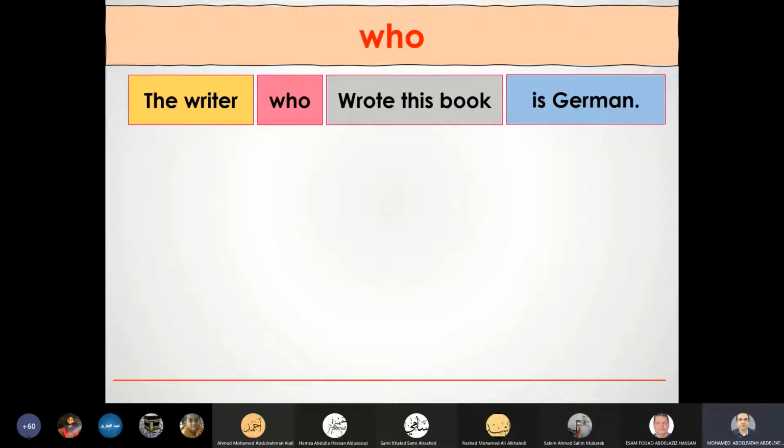Again, somebody of you says, teacher, why do you use the relative pronoun who? Because here we are speaking about a man, a person, the writer. The example again: the writer who wrote this book is German. Can you say the writer which wrote this book is German? No, you can't, because which is used for animals and things. And that is why we use the relative pronoun who, which is used for people.